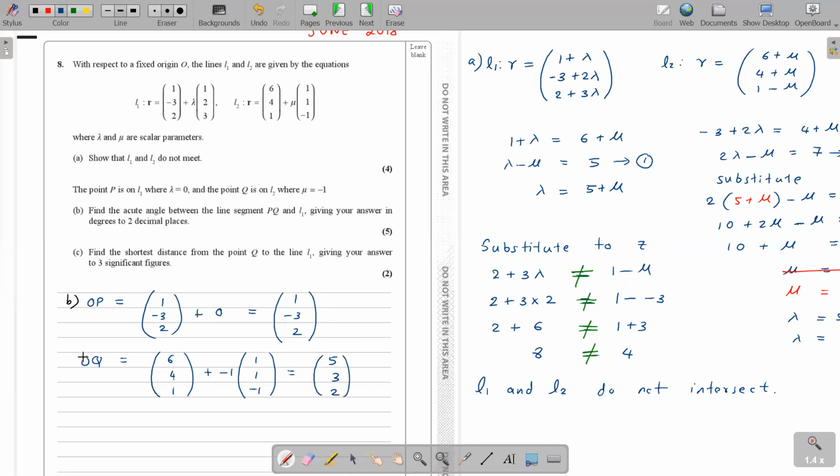So you can write these as position vectors. Are you with me? I have the position vector of P, which I got from the first equation, and the position vector of Q, which I got from the second equation. Okay, so do you agree with me?